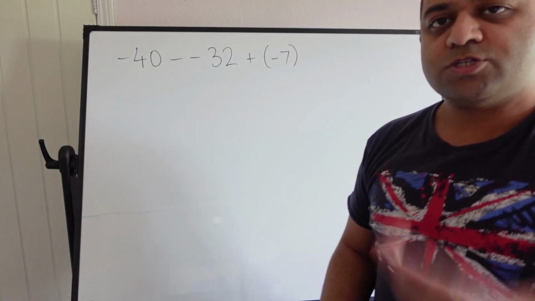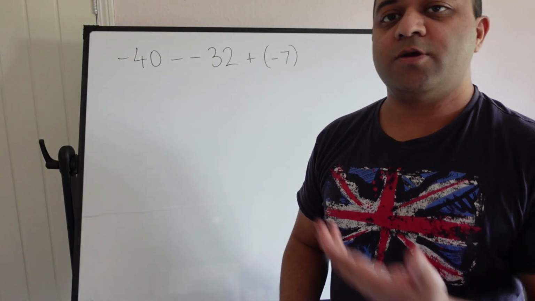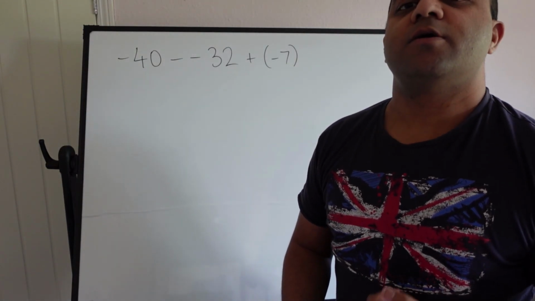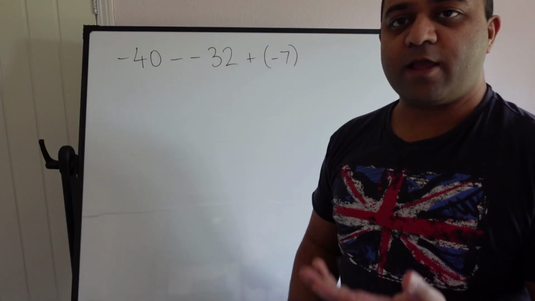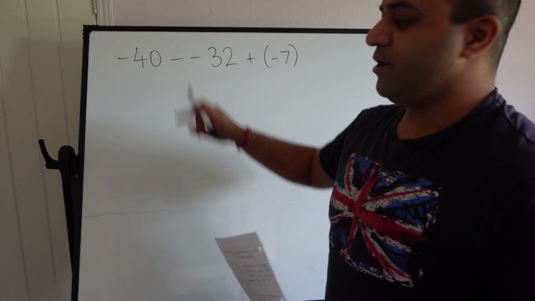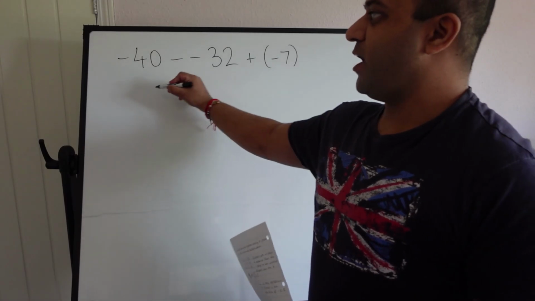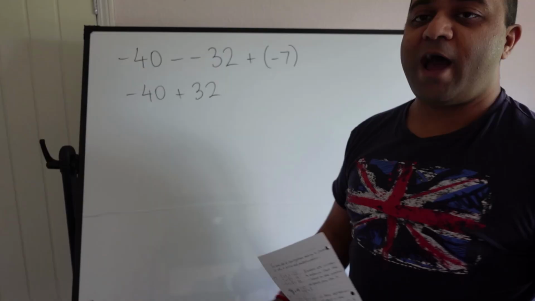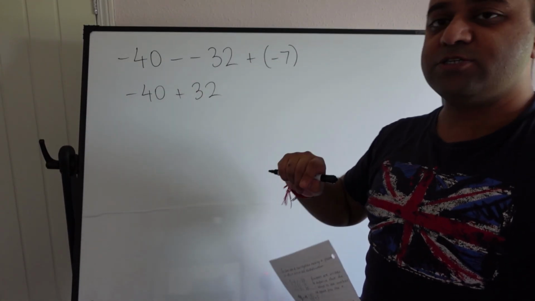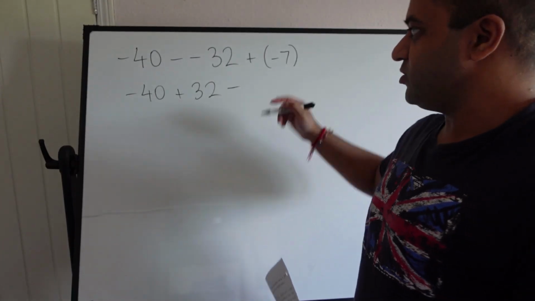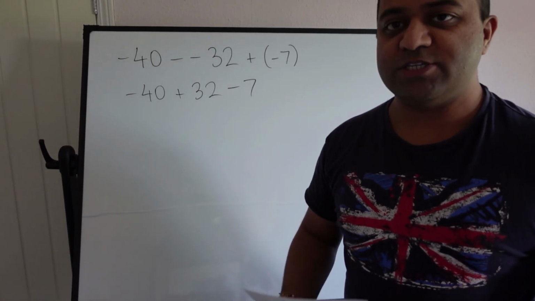Okay, so here's the challenge. Try to simplify this expression. So if we take a look at the double negative, this minus minus, we can convert that into a positive or a plus, and this plus minus can also change into a negative. So this is now minus 7.